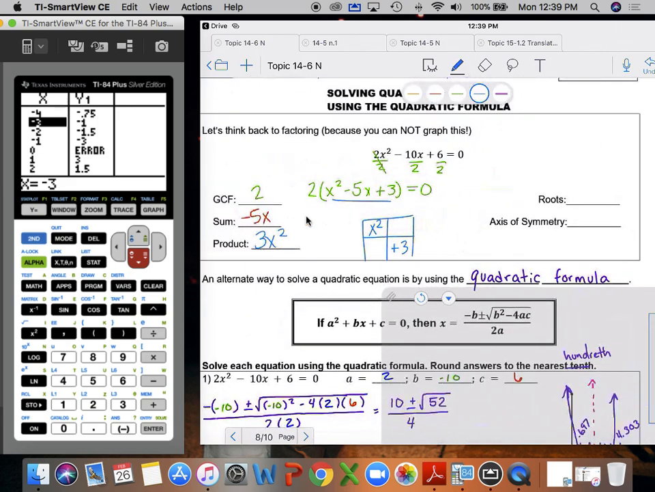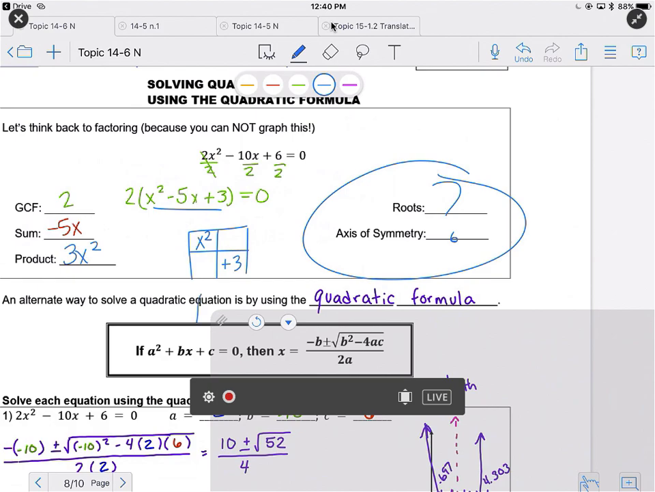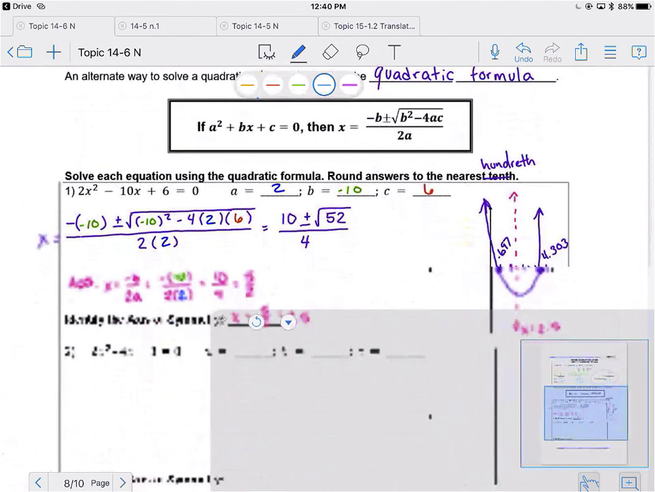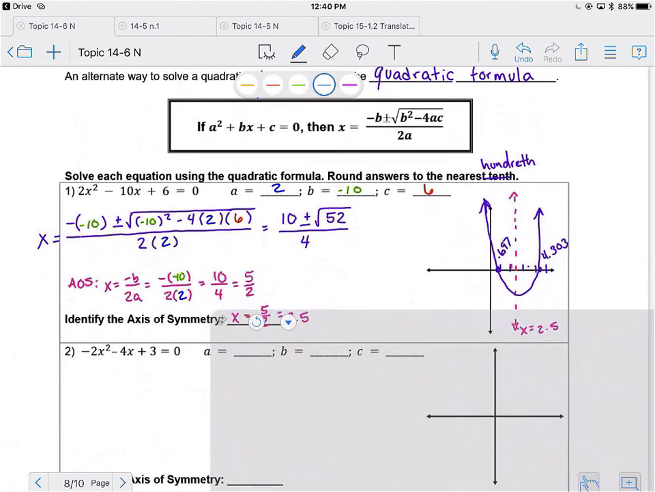So how can I find this information? If I plug it in, I get a really ugly decimal. If I try to factor, it doesn't work. So we need to look at an alternative way. Your alternative way is listed up at the top here, and it is using the quadratic formula.